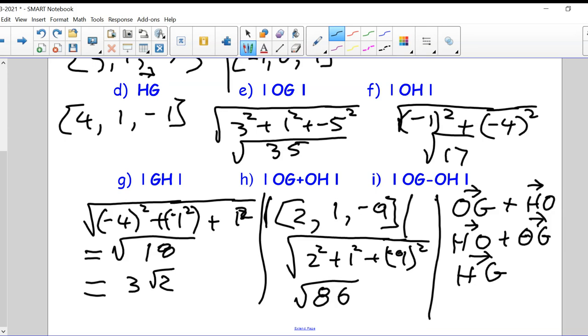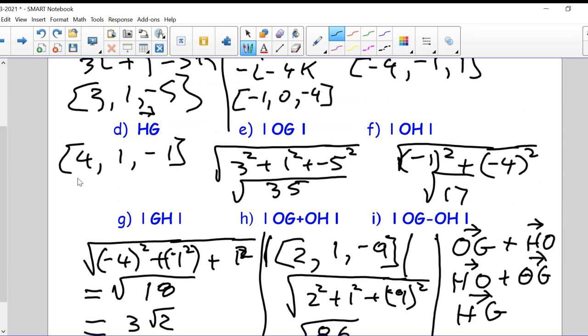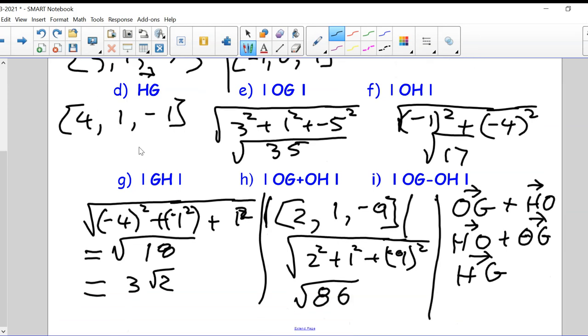Now, we already have the HG vector right here, 4, 1, minus 1, right? So we can in fact put that in. And the other thing I should make the point of is that the HG vector is the same magnitude as the GH vector. They just run in opposite directions. So this answer that we have over here should be the same. But let's do this another way, right?